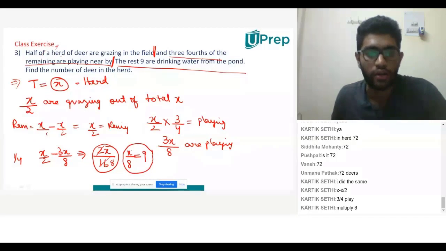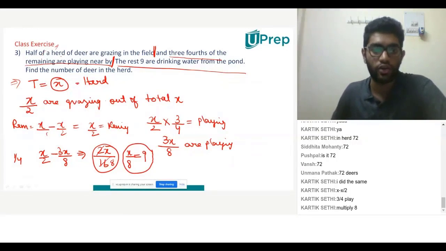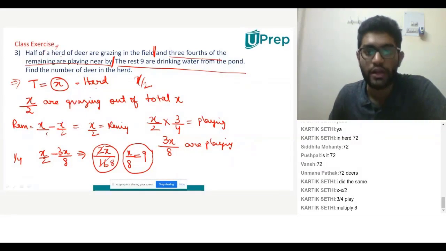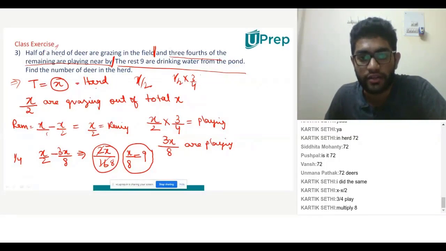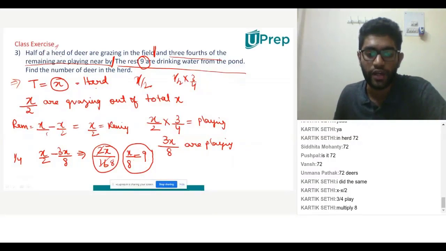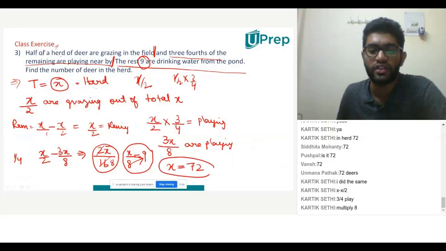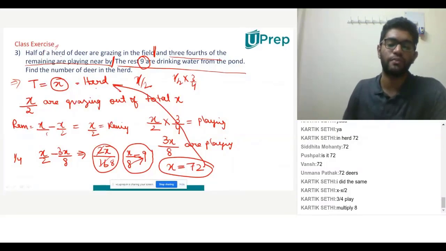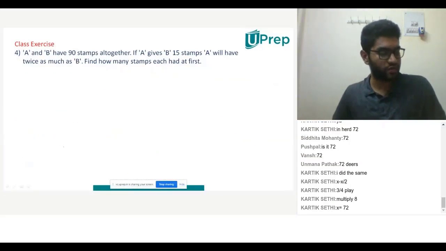Out of the total X, half are grazing, X by 2 are grazing. Out of the remaining half, 3 by 4 are playing, and the remaining are 9. They are drinking water. That means X by 8 are drinking water. Now, if I cross multiply, x equal to 72. What is 72? The total number of deer in our herd. Is it very simple? Let's do this last question and wind up for the day.